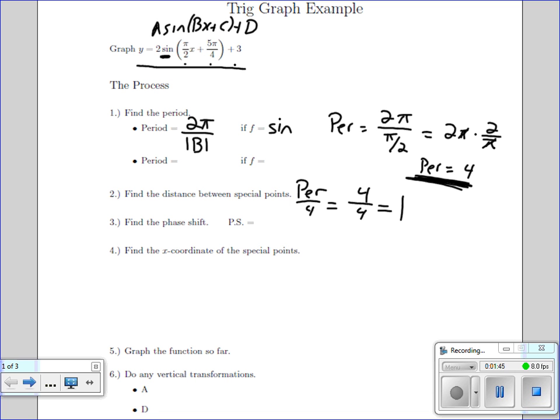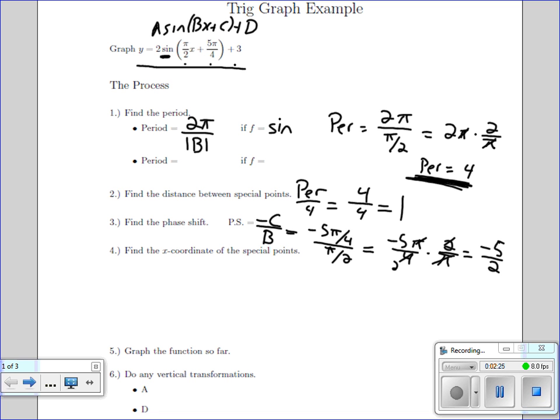Now, our formula for the phase shift is negative c divided by b. That does not depend on which trig graph we're doing, so it's always going to be negative c over b, which in our case is negative 5 pi over 4 divided by pi over 2. And again, change the division into multiplying by the reciprocal. We get negative 5 pi over 4 times 2 over pi. The pi's cancel, the 4 and that 2 cancel, and we're left with negative 5 halves.